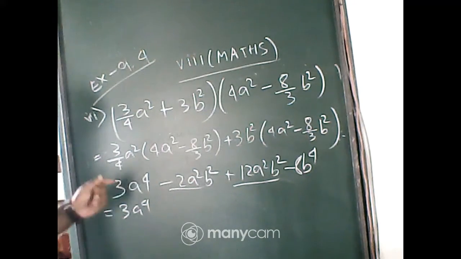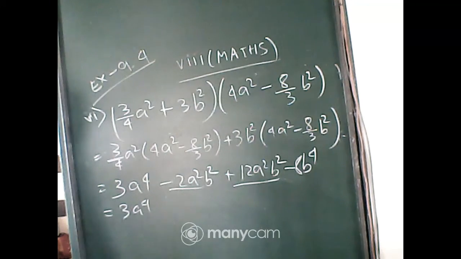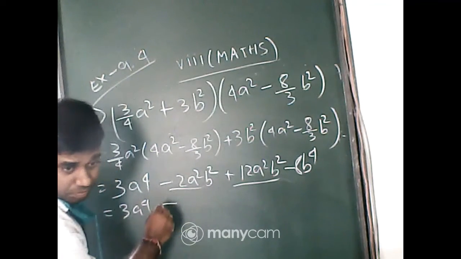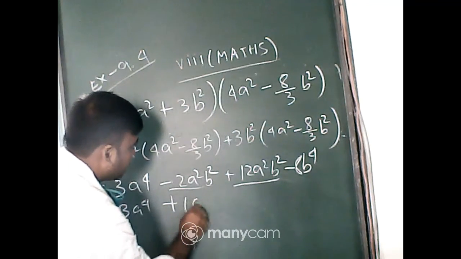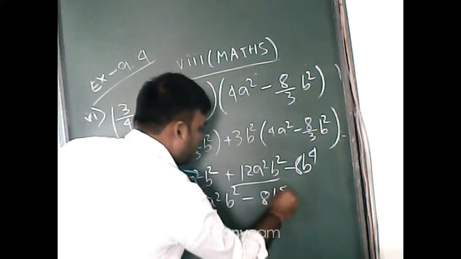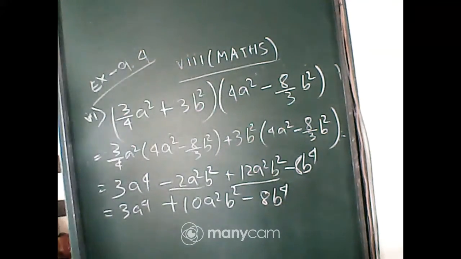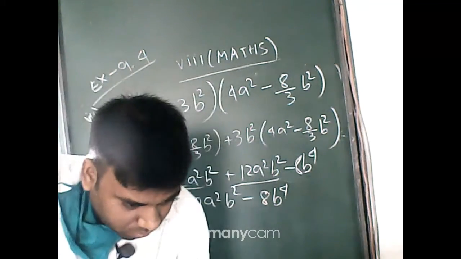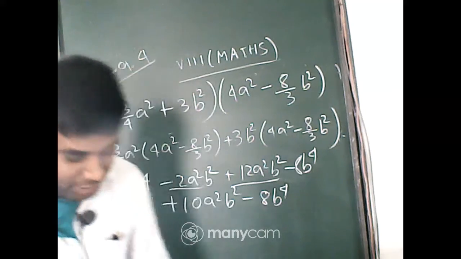Sorry. So that is minus 2 plus 12, minus 2, yes, that will be plus 10 a square b square minus 8b to the power 4. Got it? That is the answer. That is the question number 6. Next question.